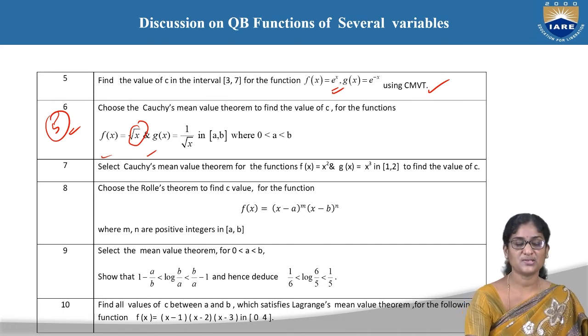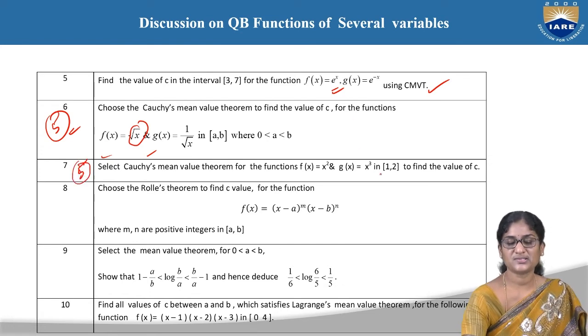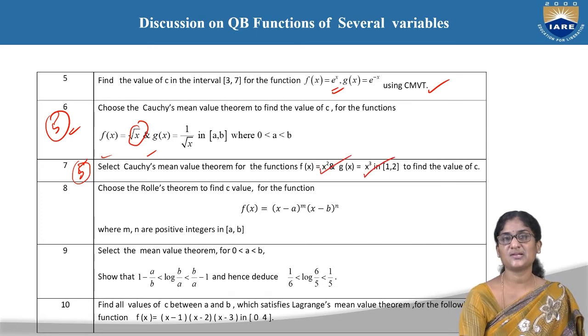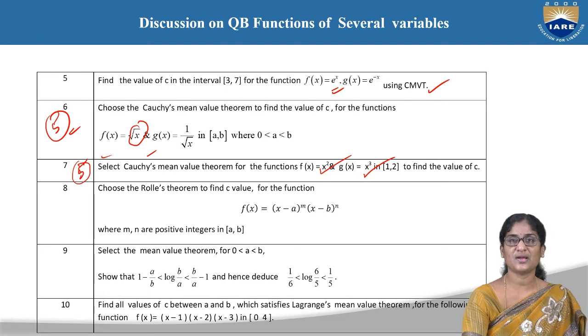g of x is equal to x cube. The seventh question is the same as the fifth question. Instead of e power x, he asked x square and x cube, which are always continuous and differentiable functions in interval 1, 2, because it doesn't give any rational functions. So therefore, it is always continuous. So easily you can prove it.